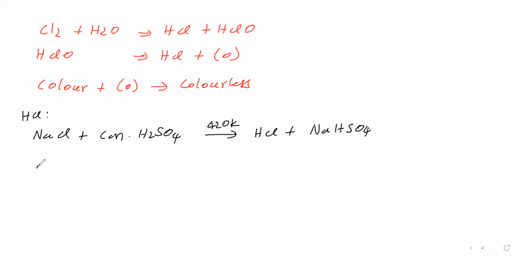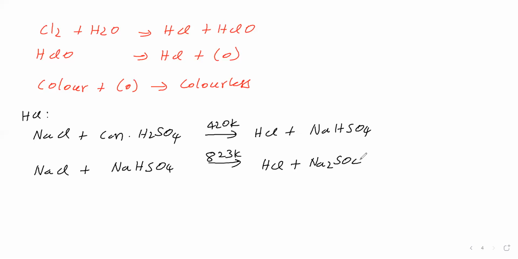Then we will take sodium chloride and sodium bisulfate, NaHSO4. We will keep the temperature at 823 Kelvin. So what happens is we will get HCl and Na2SO4. This H and Cl becomes HCl, and Na2SO4 we are getting. So HCl we can prepare by treating sodium chloride with concentrated sulfuric acid.